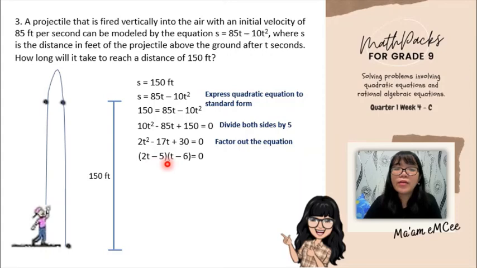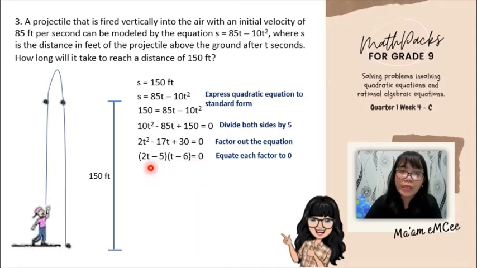And negative 5 times negative 6 is positive 30. So that is why we have 2t minus 5 and t minus 6 as our factors. And we need to equate each factor to 0. So 2t minus 5 times t minus 6 is equal to 0. So we equate each factor to 0.